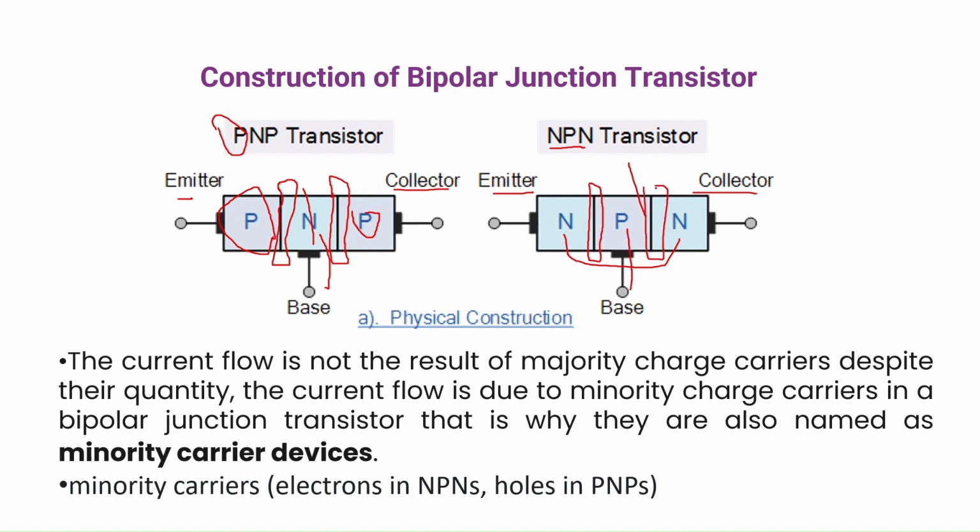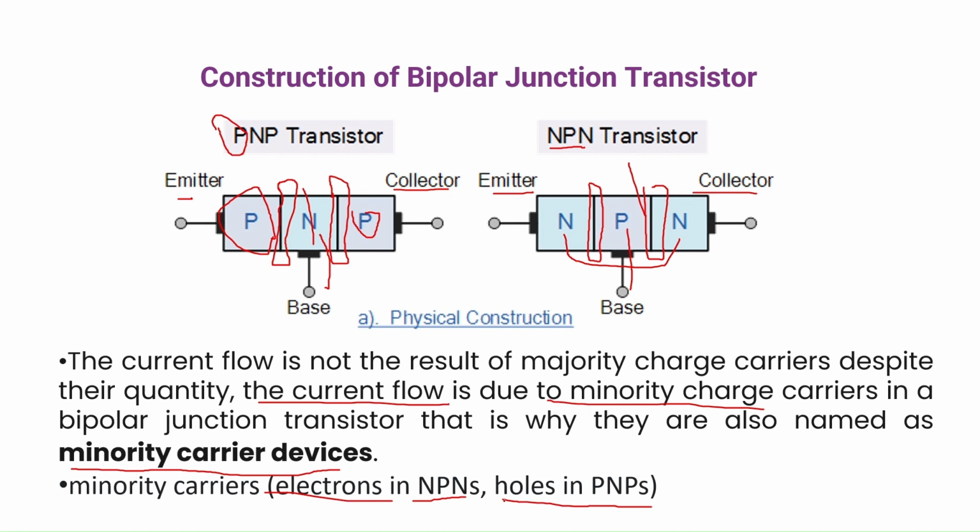This bipolar junction transistor is also called a minority carrier device because the current flow in this BJT is due to the minority charge carriers and not because of majority charge carriers. The current flow is due to the minority charge carrier and hence the name minority carrier device. For an NPN transistor, the minority carrier is electron, and for a PNP transistor, the minority carrier is holes.